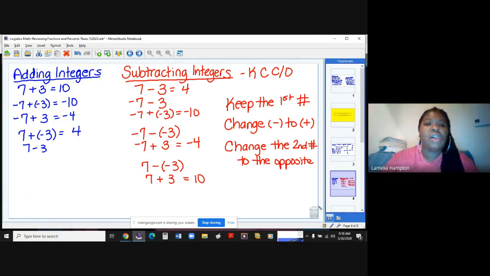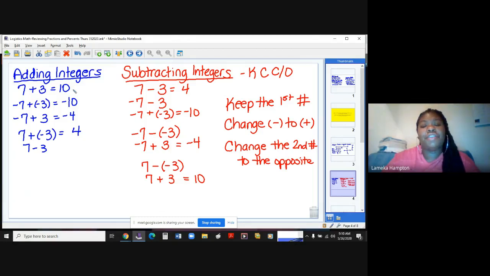All right. So with adding integers, I have here 7 plus 3 equals 10. Now I am adding 3, which is a positive number, and 7, which is a positive number. So when I add two positive numbers together, I get a positive result. No big deal. That's easy.